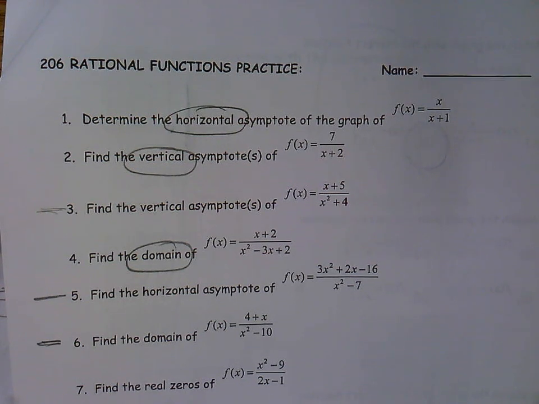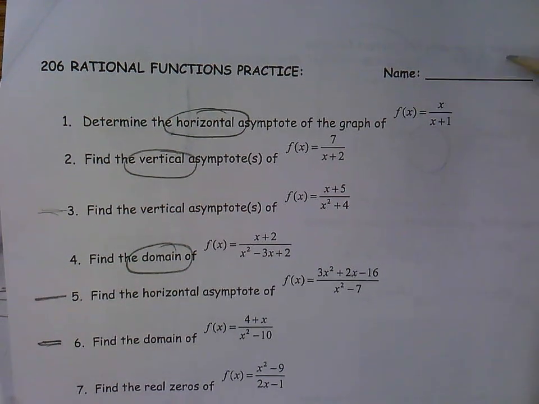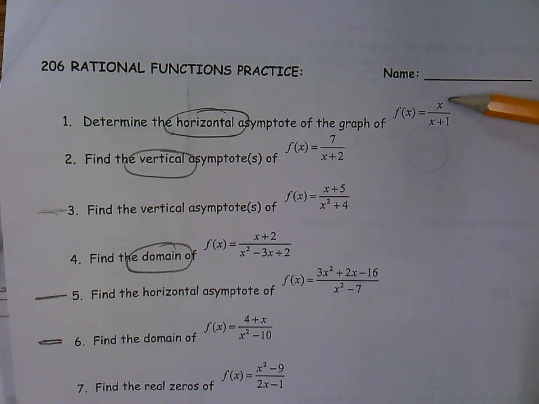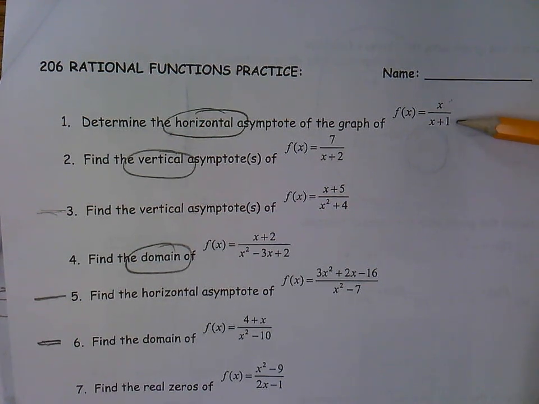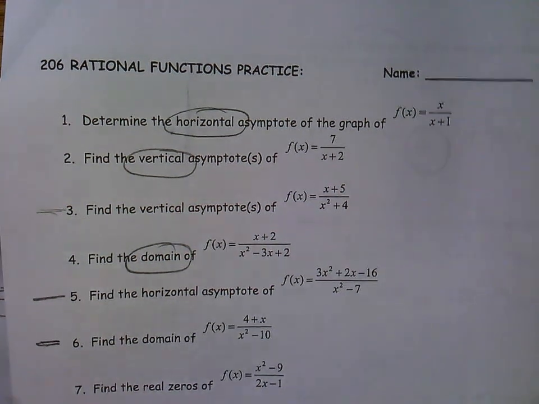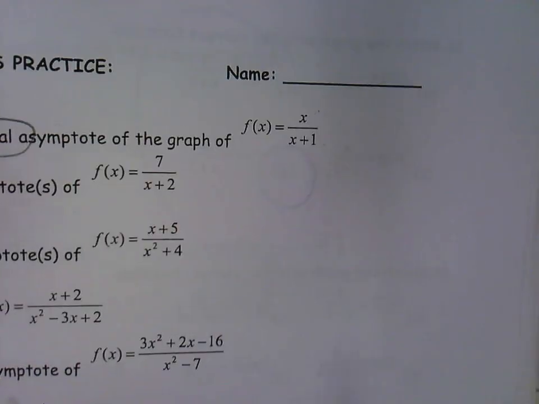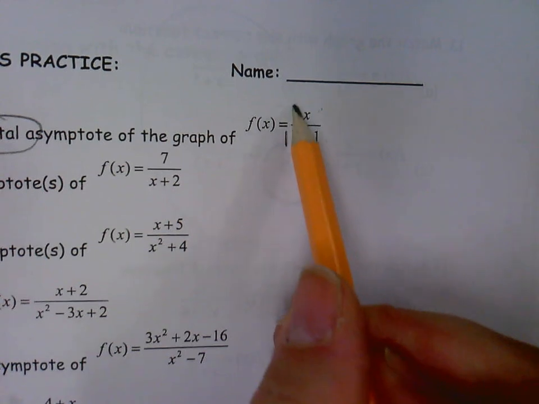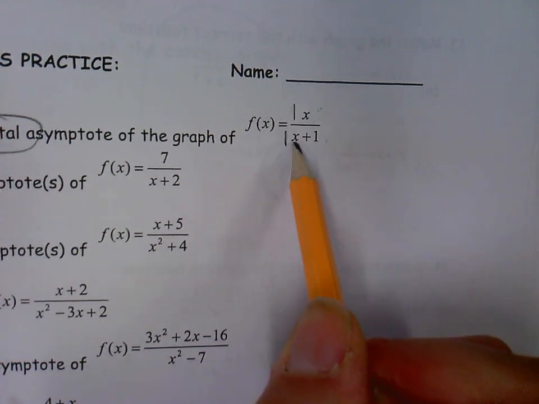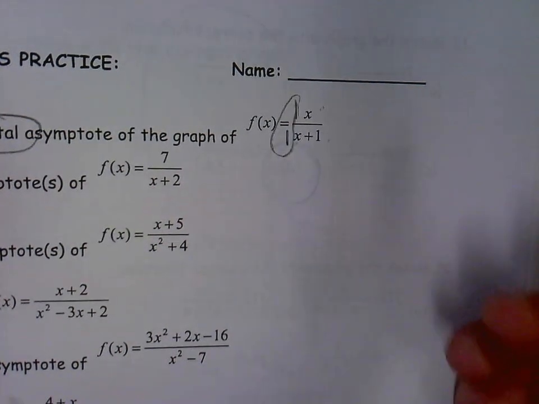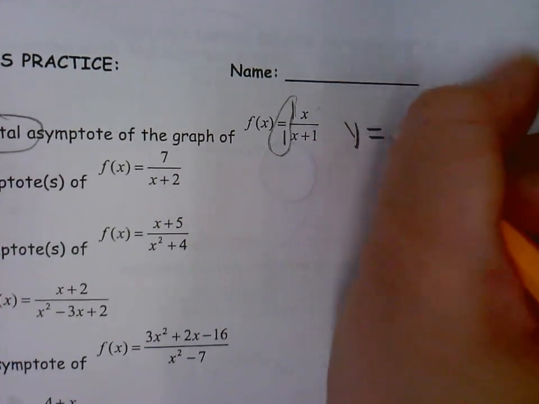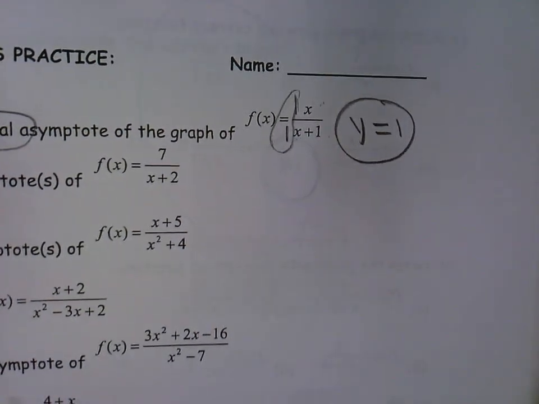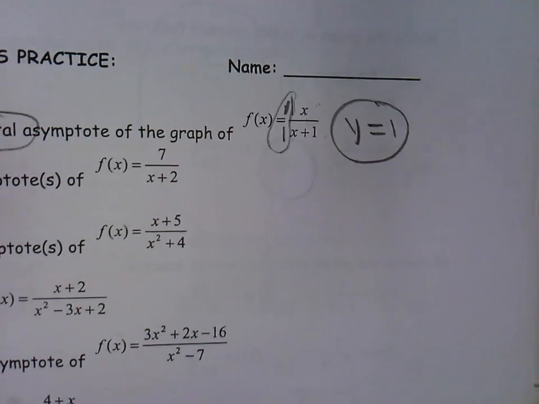So let's see, horizontal. I'm going to compare the degree of the numerator and the degree of the denominator. So the degree of each one is just 1, right? These are both linear functions. So what do I do? I strip the coefficients in front of the x's themselves. So this is really 1x over 1x. 1 divided by 1 is 1. So my final answer, I have a horizontal asymptote at y equals 1.